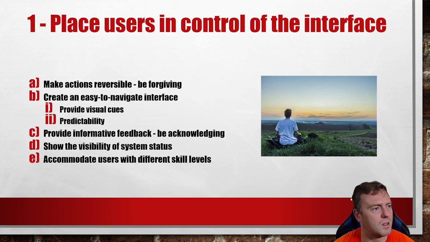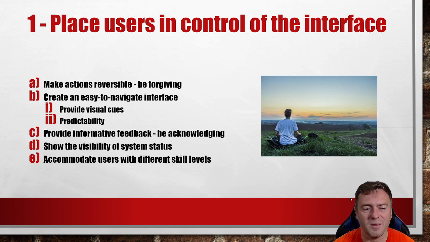Cool. So with number 1, to unpackage that a little bit further, when we place users in control of the interface, we need to make sure the actions are reversible. So if they forget something, be forgiving so they can jump back. We need to create an easy to navigate interface that provides visual cues that people can choose, and then the level of predictability so they can understand what needs to happen.